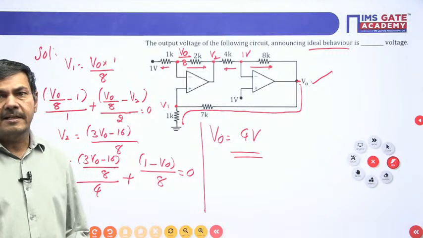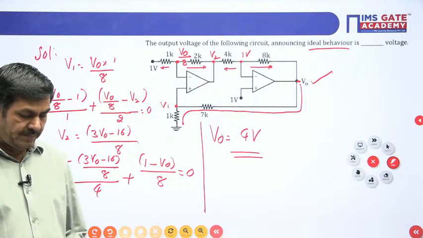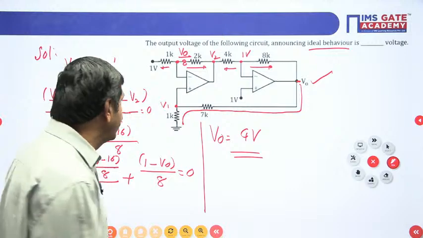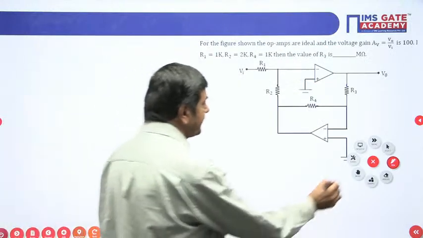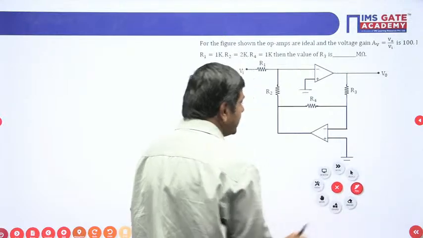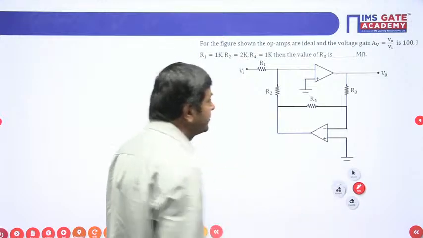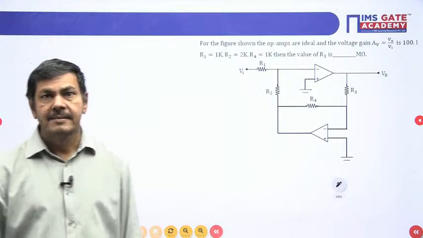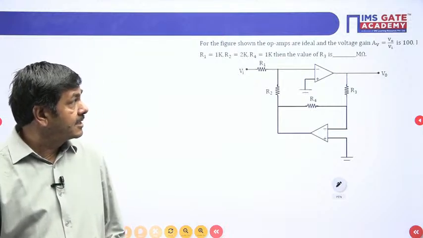Yes, what you did is correct, Mr. Gopal. V naught is 4 volts, no doubt. And you please try one more question I will give in your hand. I will give you time. You start doing this question. You please try this question without my help. Yes. Can you get answer for this question?